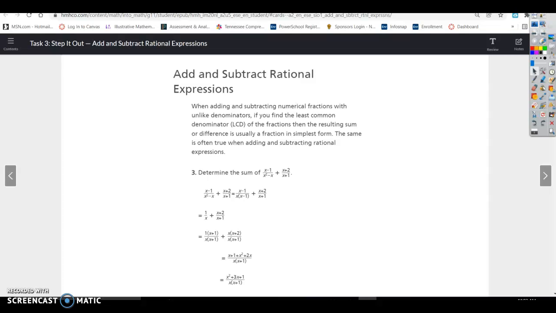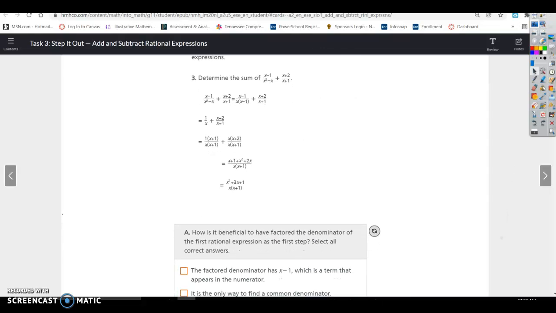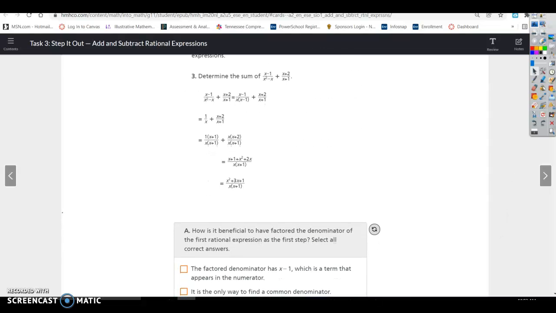Lesson 12.2, Task 3. Add and subtract rational expressions. When adding and subtracting numerical fractions with unlike denominators, if you find the least common denominator, your LCD, of the fractions, then the resulting sum or difference is usually a fraction in simplest form. The same is often true when adding and subtracting rational expressions. All right, so they give us a rational expression here, and they go through the steps, but let's look at how to do it ourselves.